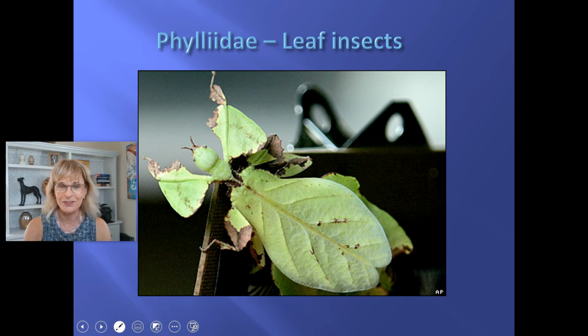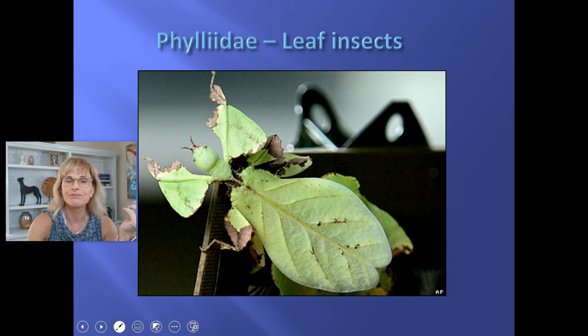Here's just a couple more leaf insects because I think they're so fascinating. You would totally think this was a leaf. There's no way you would pick that out for an insect unless you knew what you were looking for. Look at how he's got little brown edges, little wrinkly brown edges. Not a leaf, that's an insect.